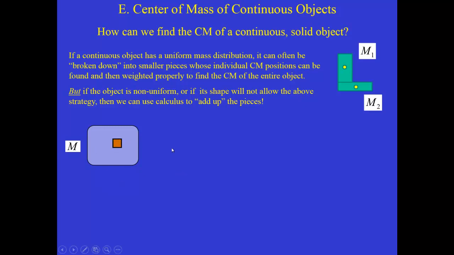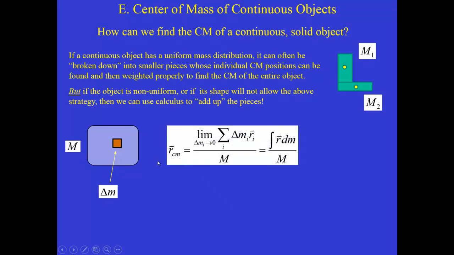What we do, and this is what calculus is good for, is break the object down into tiny little pieces. I'm greatly exaggerating the size of this piece in my red square, but imagine saying that this object is composed of lots of tiny little squares, each of which has a mass delta m, and they all add up to give you the total mass m. To find the center of mass position, normally if this object were composed of discrete point particles, we would sum up the mass of each particle times its position and divide by the total mass, and that would give us the center of mass position.